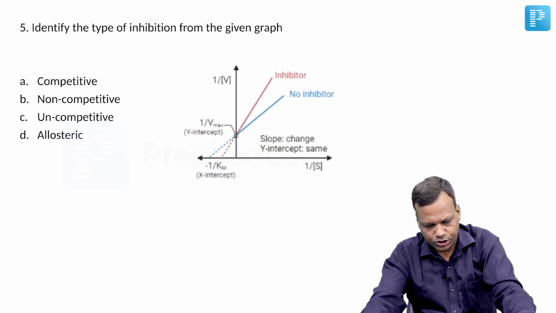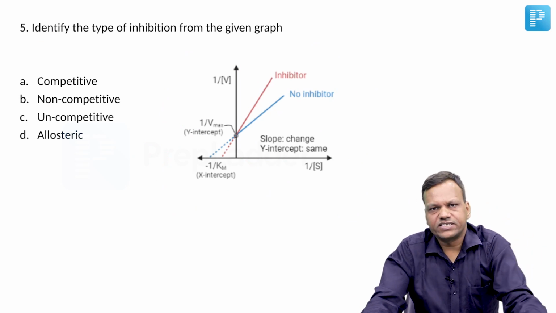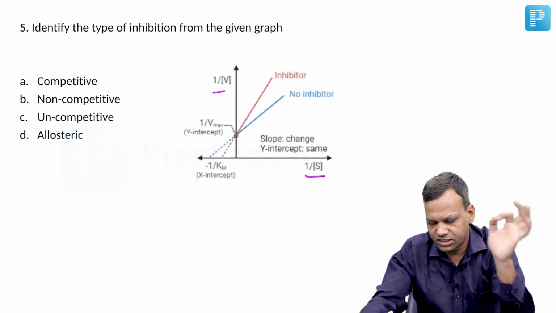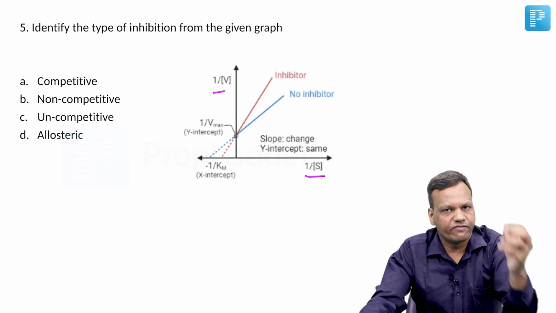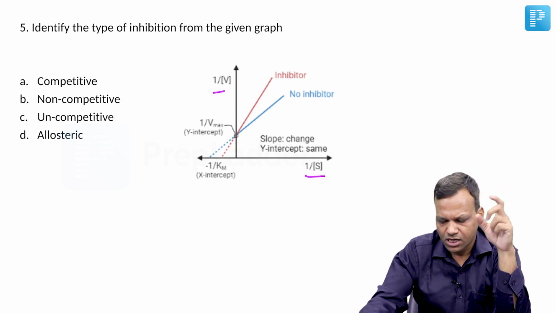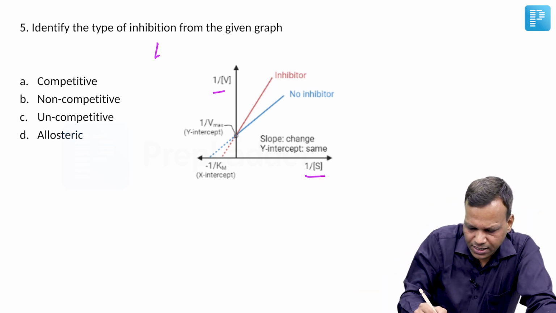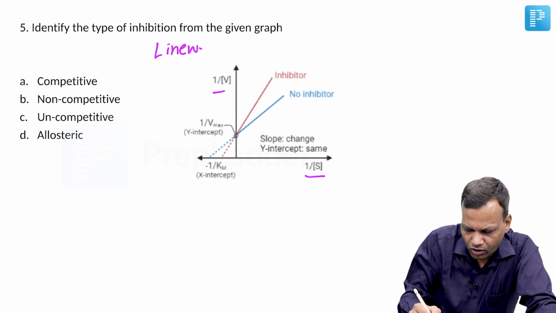Okay. Now coming to the next question. So here a graph is given between 1 by V and 1 by S. So 1 by reaction velocity and 1 by substrate concentration. First question to me before this question is, what is this graph known as? Yes, this graph is known as the Lineweaver-Burk plot.